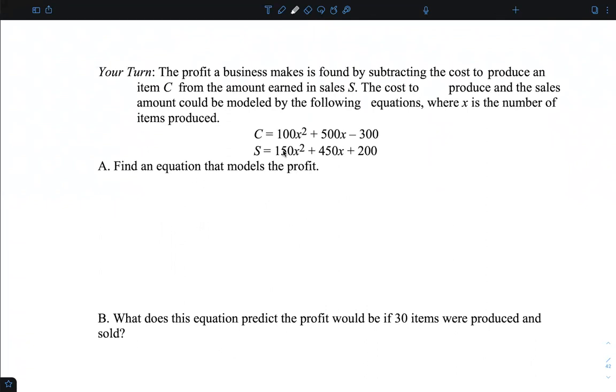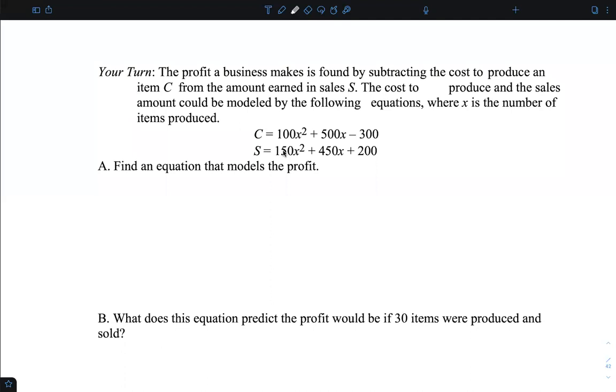just so I don't have all the decimals to try to write with my touchpad. It says the profit a business makes is found by subtracting the cost to produce an item, which is C, from the amount earned in sales, which is S. The cost to produce and sales amount could be modeled by the following equations, where X is the number of items produced. Find an equation that models the profit.